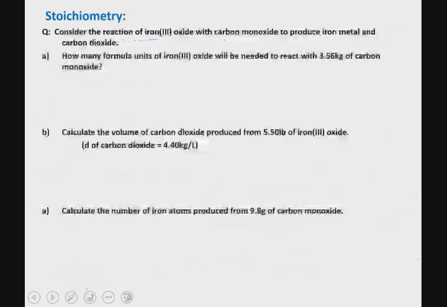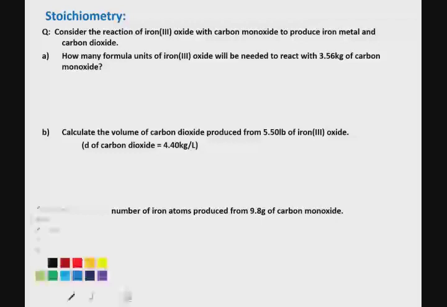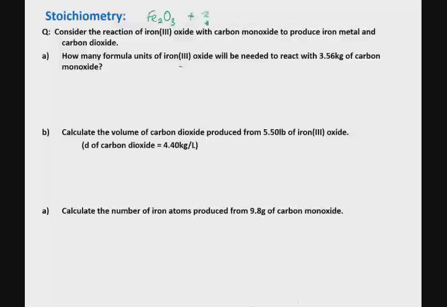Okay, so let's try out this problem as before. Please pause the recording. It's actually a good idea to do so while you attempt the problem on your own before we work on the solution. First step, of course, is to write a balanced reaction equation, which for this reaction would be Fe2O3, that's iron(III) oxide, reacts with 3CO, carbon monoxide, to produce 2 Fe and 3 CO2.